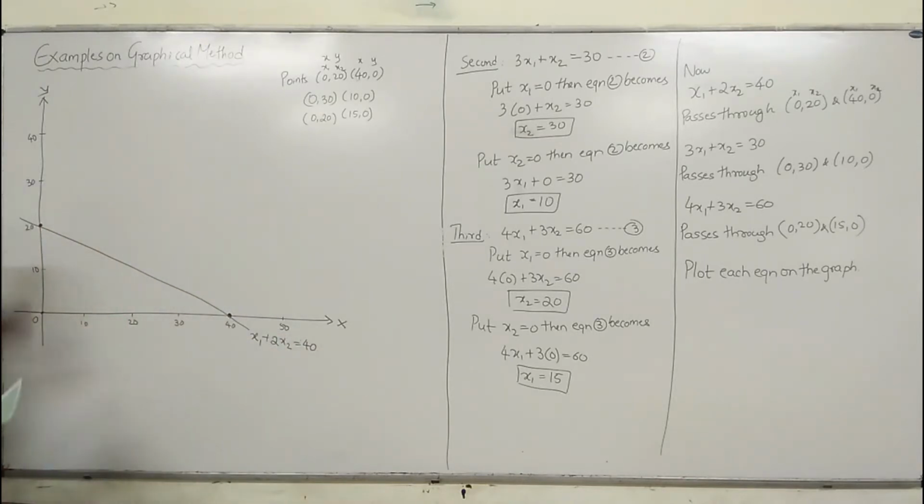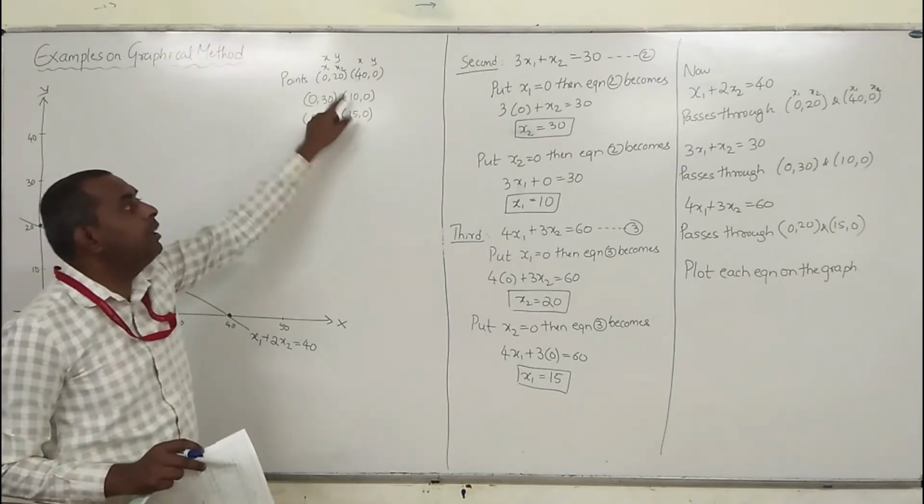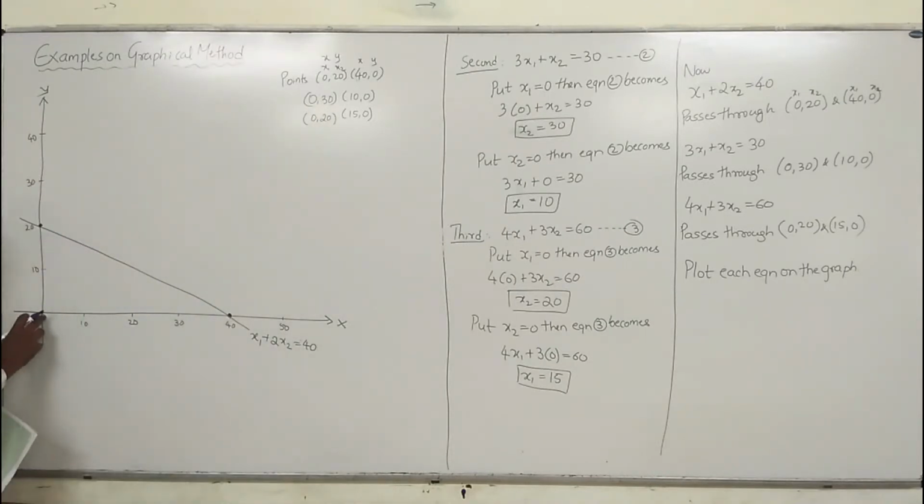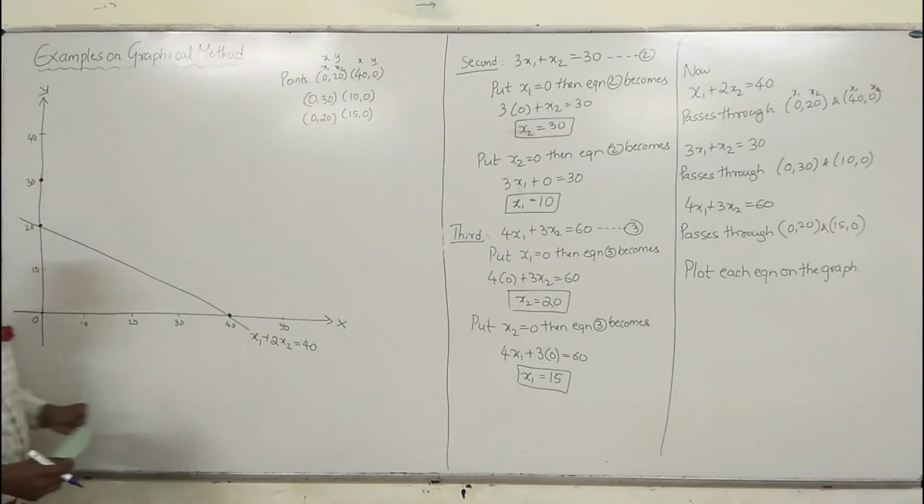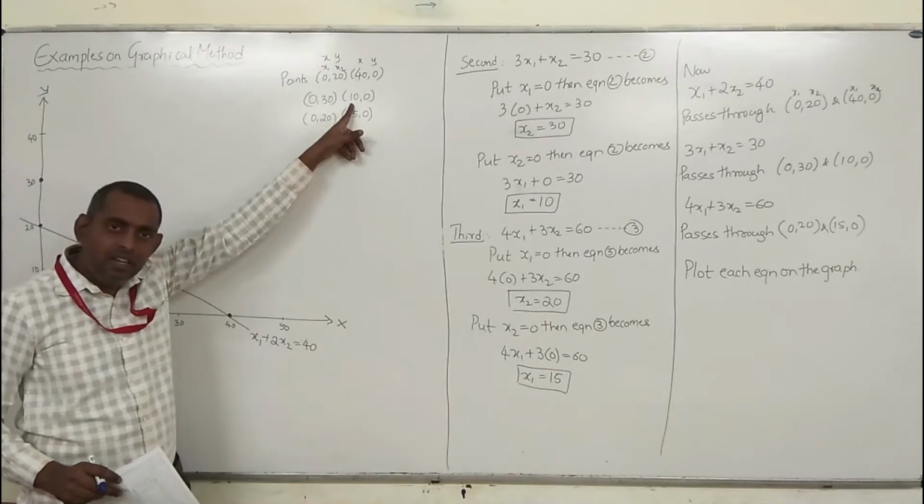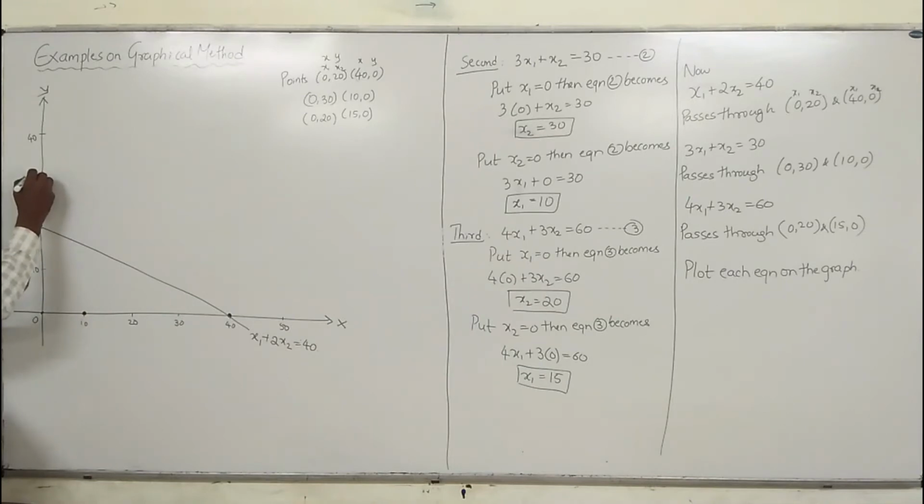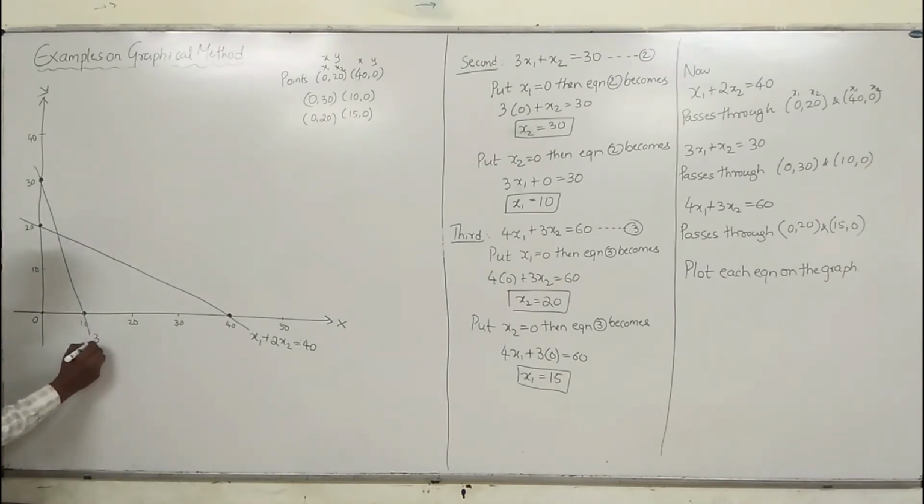This is 1. The next point is 0, 30 and 10, 0. So first of all, x value is 0, that is origin, y value is 30, so 30 I am pointing it here. Then comes next, x value is 10, y value is 0. So this is 10 here. So these 2 points I will join. We have drawn this line with the help of which equation? 3x1 plus x2 is equal to 30.